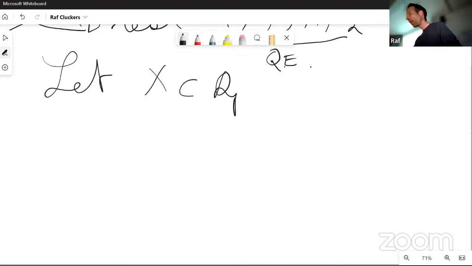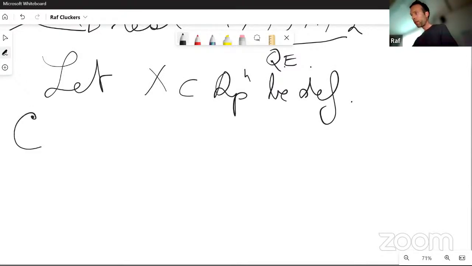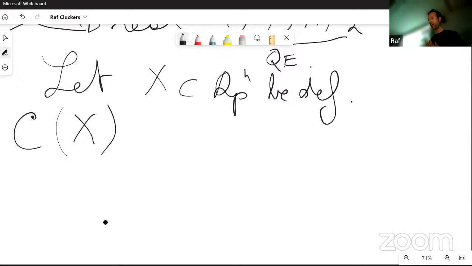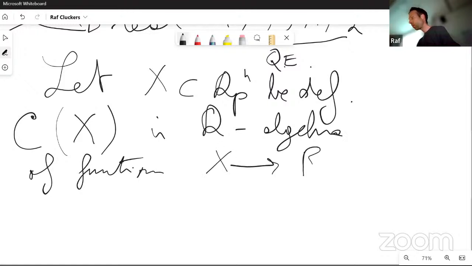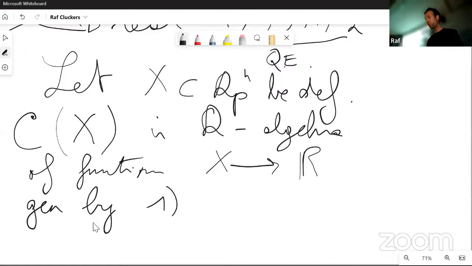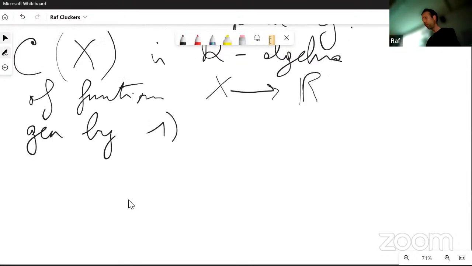Now, let X in Q_p^n be a definable set. Let it be given. I'm going to define a very important algebra of functions on that set X. So I denote it there as an algebra C of X, and it's a Q-algebra of functions from X to the real numbers, generated as a Q-algebra by two kinds of generators, which are both natural and simple and easy to define.